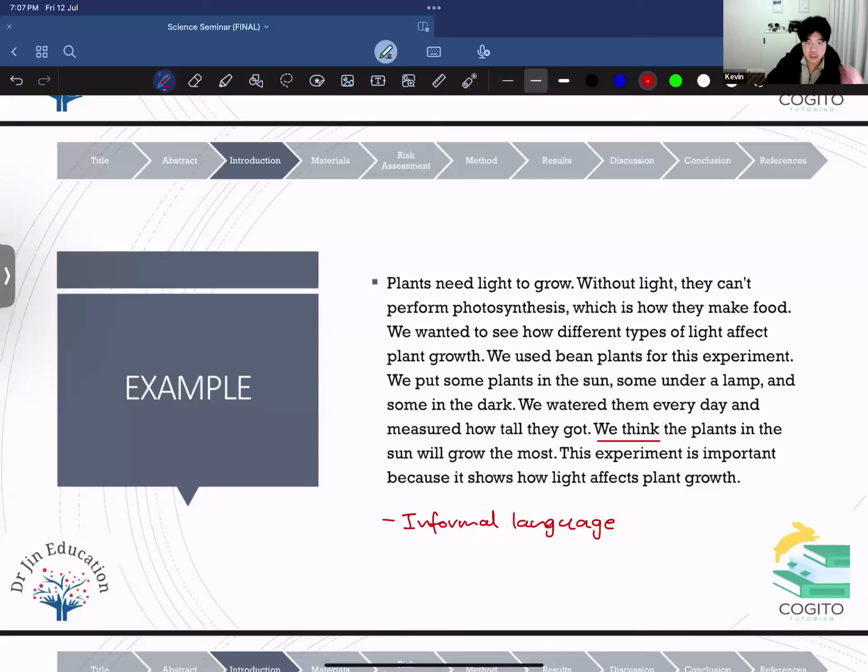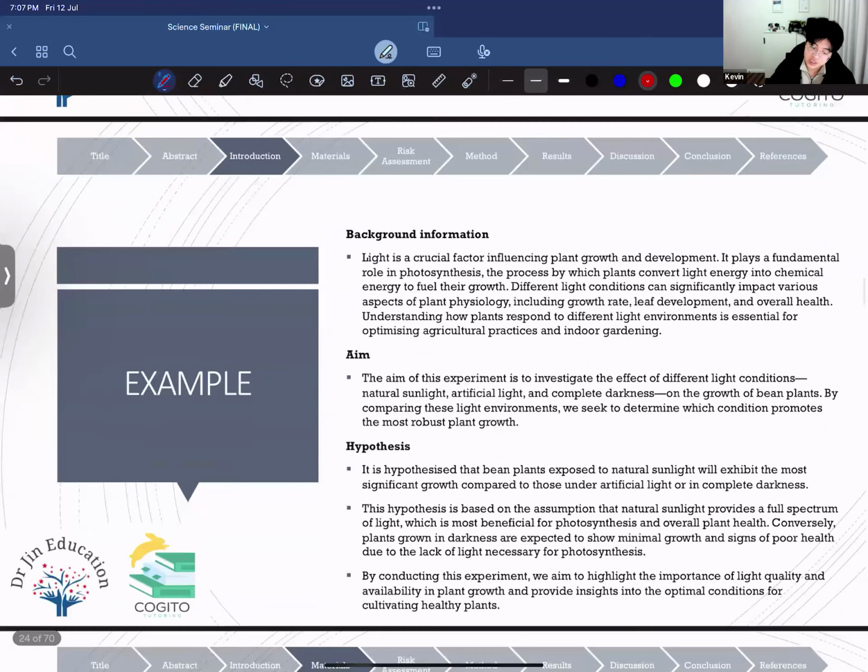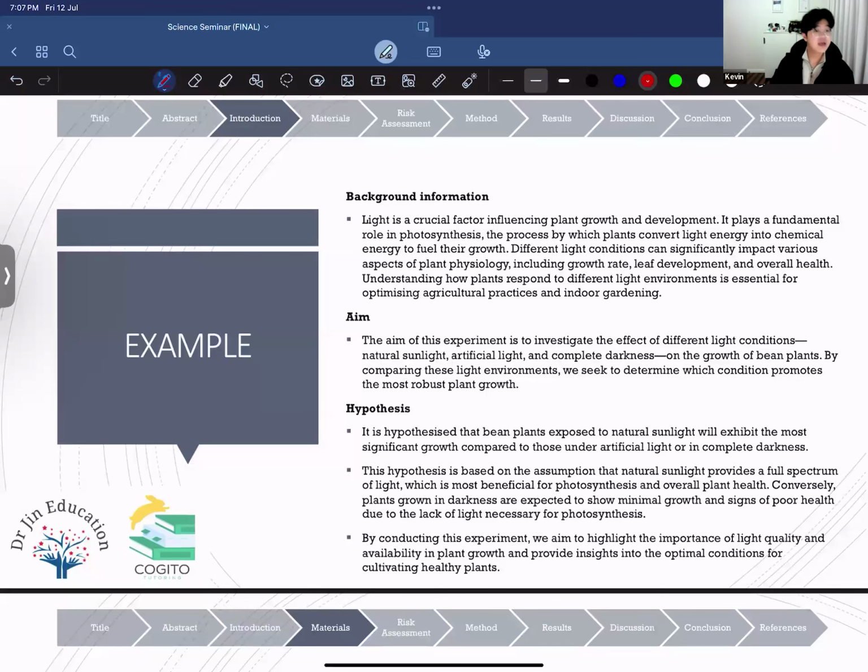Okay, so I'm gonna just mute you a little bit for now, and then let's have a look at this next one. Okay, so this is another example of an introduction. Now, right off the bat, what do you notice? The structure is more clearly laid out, right? Can you guys see there's the background information? It has an aim and it has a hypothesis, right? It clearly states each of these things.